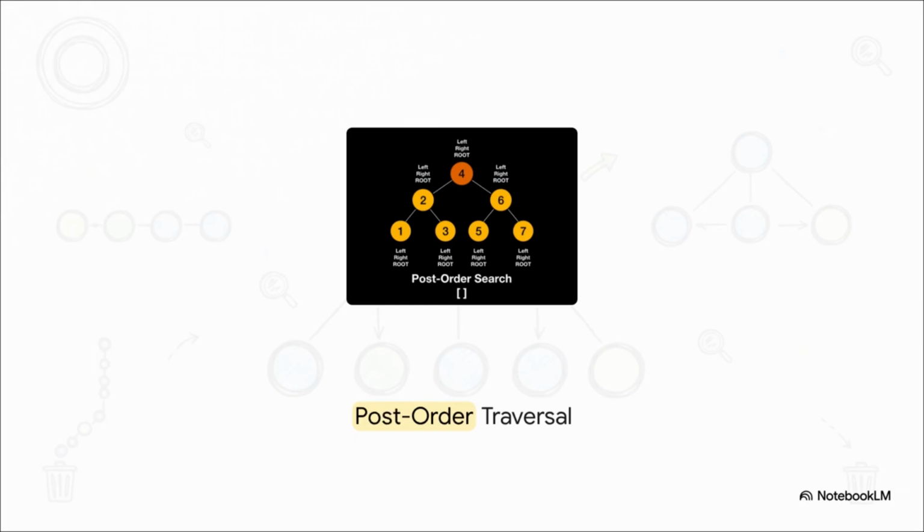And wrapping up our depth-first trio, we have the post-order traversal. This one goes left, then right, and saves the root for absolute last. This means it processes the leaf nodes at the very bottom first. This is a highly useful trait when you need to safely delete an entire tree from your computer's memory. You delete it from the bottom up, ensuring you never pull the rug out by deleting a parent while its children are still relying on it.